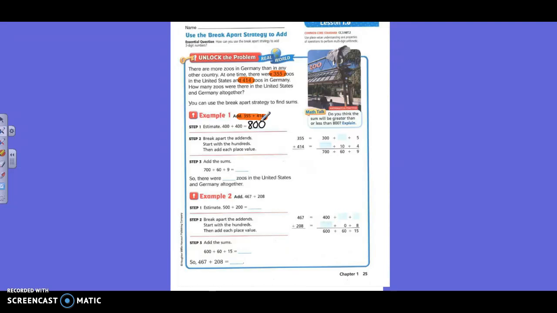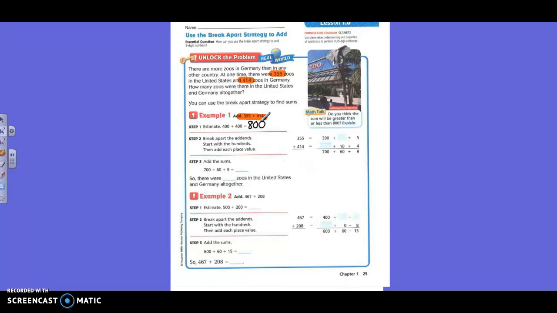Now that we have our estimate, the reason why they're having you estimate is because they want to make sure that your answer is reasonable. So you have to check your estimate with your answer once we get the answer and see if they are close. Okay? So let's check out what the break-apart strategy is.